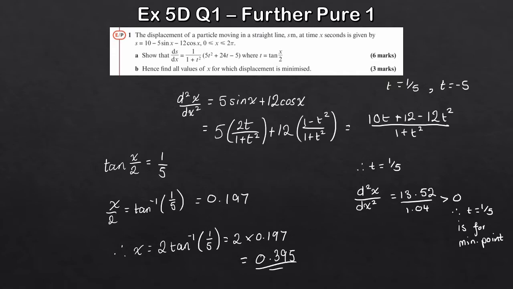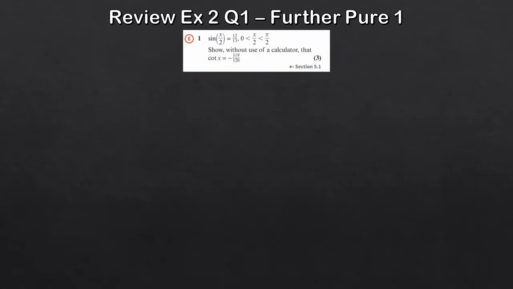So that's quite a long question, 9 marks in total. Like I said, I definitely think the marks are kind of the wrong way around for that, but there you go. So that brings to the end of that one. Next question, nice short one. This is often quite a nice way to start a paper.